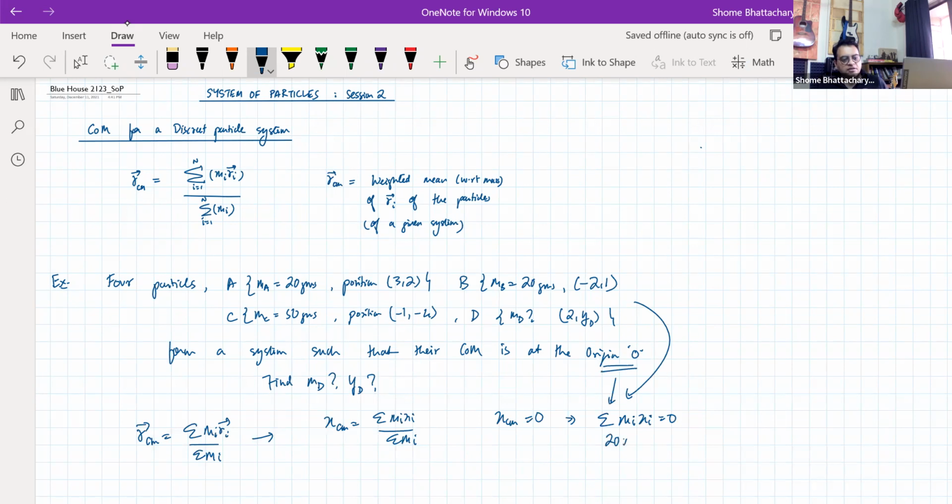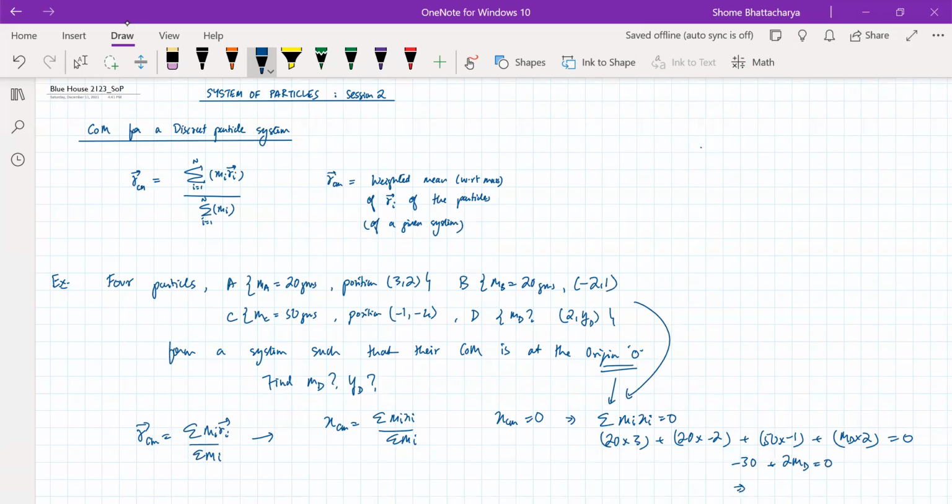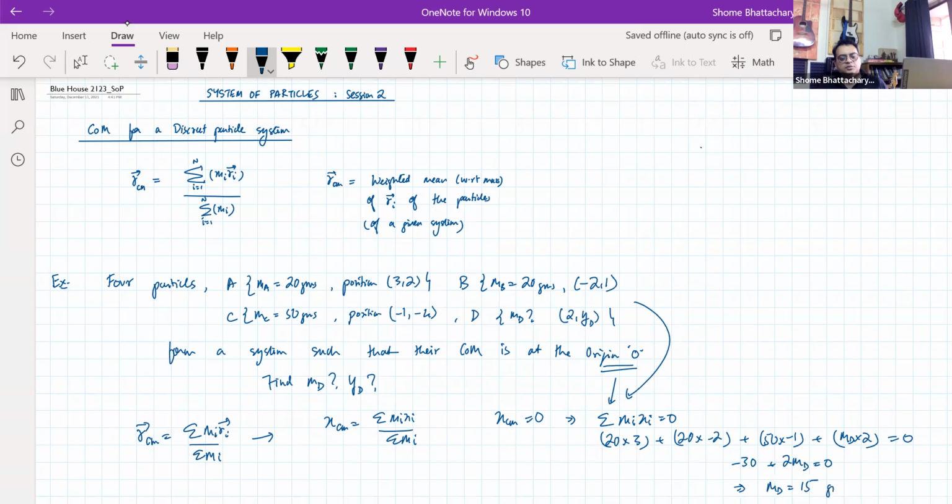So 20 into 3 plus 20 into minus 2 plus 50 into minus 1 plus this unknown mass into 2 should be equal to 0. This is the equation that we have. So 60 minus 40, that's 20. Minus 50, so 30. So that tells me that mass of D is 15 grams, which most of you have worked out correctly.